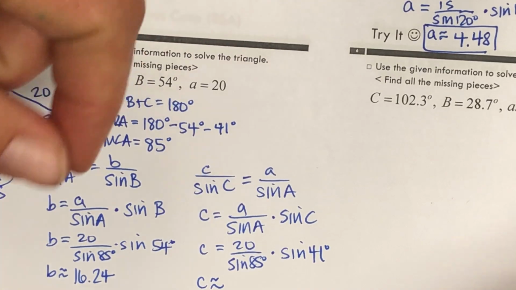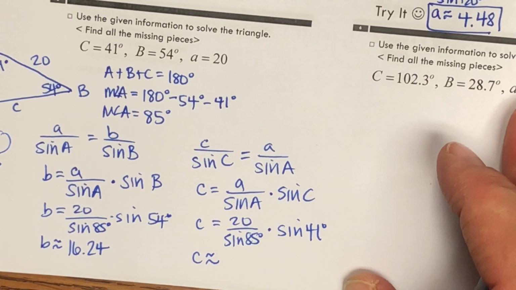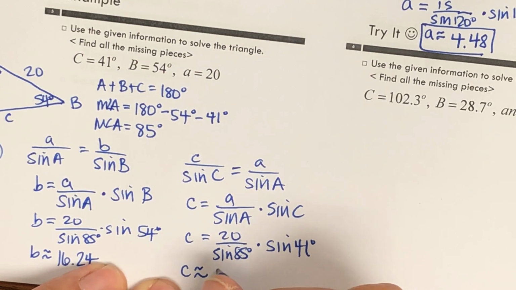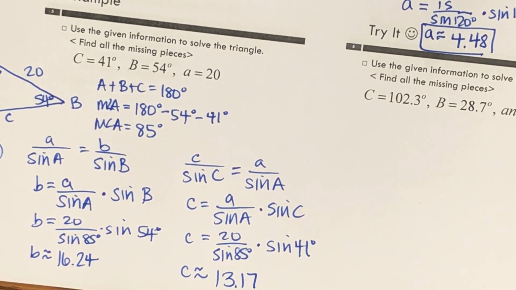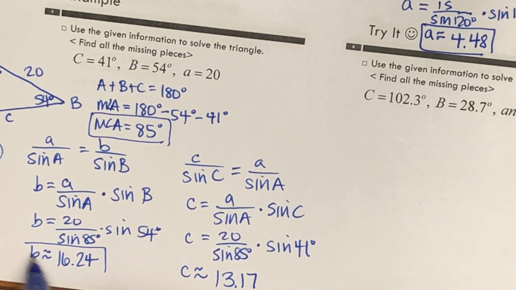Find C, or am I still where you can read? Oh no, can you still read it? Okay. 20 times the sine of 41, divided by the sine of 85. I'm hurrying, people, and that's never a good sign. Did I do that right? 13.17. So I'm going to box up my angle and both of the sides I just found.